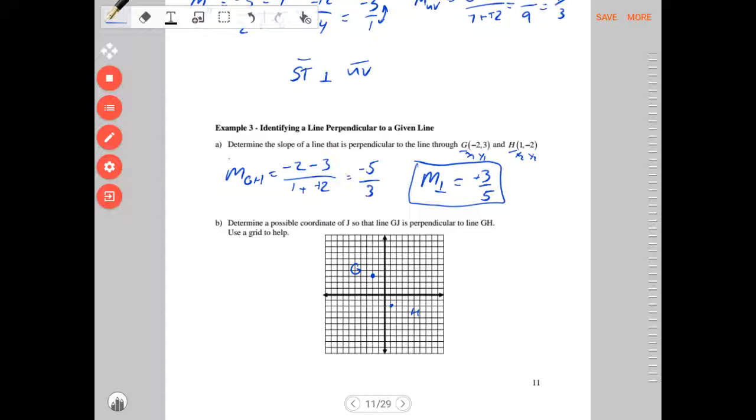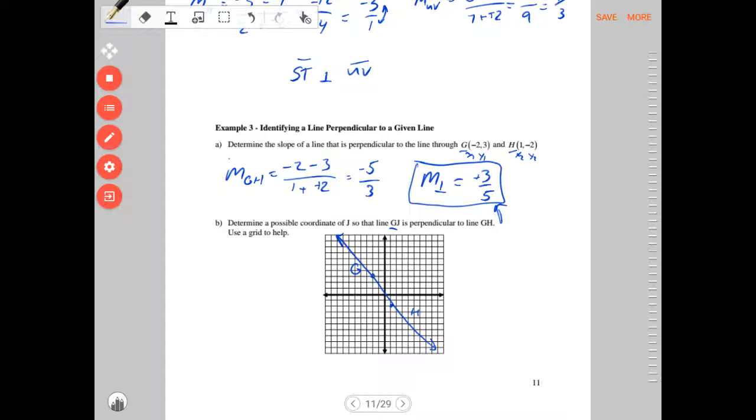Okay, and if we draw the line through that, it just looks like this. Again, having a ruler would be handy. I'm a little curvy, but that's okay. Now, we have to figure out possible coordinates of J so that they're perpendicular. We already figured out the perpendicular slope, so we need the perpendicular slope that goes through G, because we're looking for the line GJ.